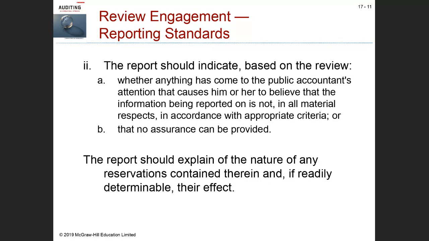The report, it says, should explain the nature of any reservations contained therein and, if readily determinable, their effect. So again, if we had inventory that was overstated, we just can't accept that, because we have evidence that has come to our attention. It has come into our mind that inventory is overstated by X dollars, so we have to report that. So it is possible in a review engagement that you have to say that the financial statements are in accordance with IFRS, except that inventory is overstated $10,000. So you can have the same modifications of a review engagement report that you might have in an audit report.